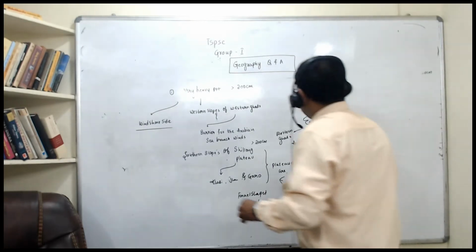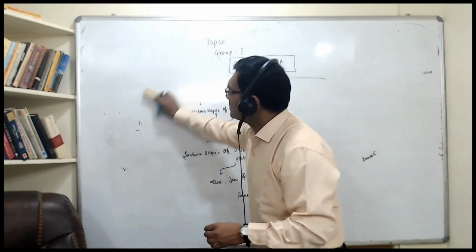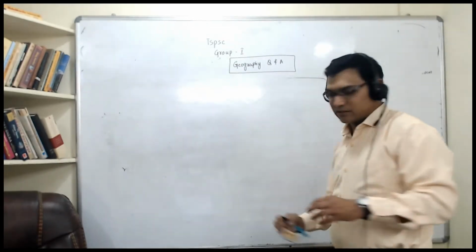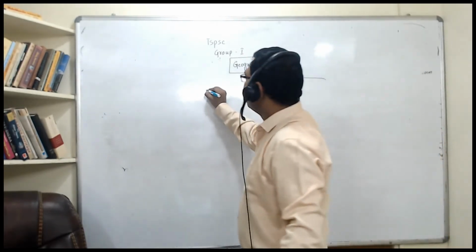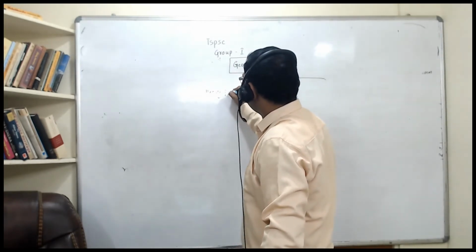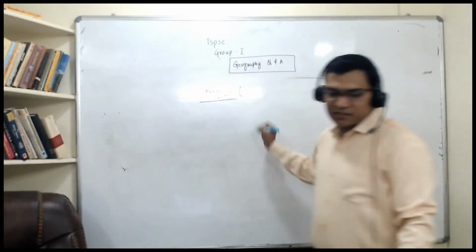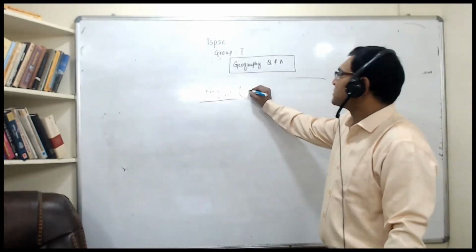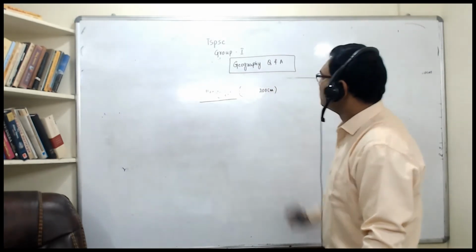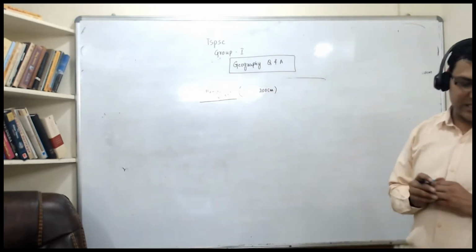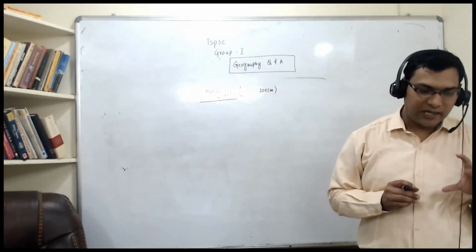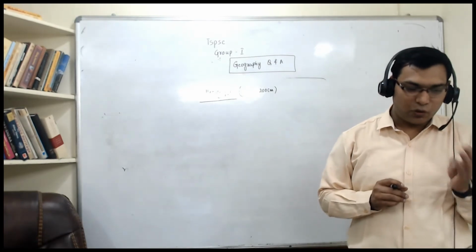Second part, if you look at the second part, that is heavy precipitation. Where is the heavy precipitation? Heavy precipitation is generally between 100 to 200 centimeters of rainfall. So where is it? In the lower Gangetic plains.